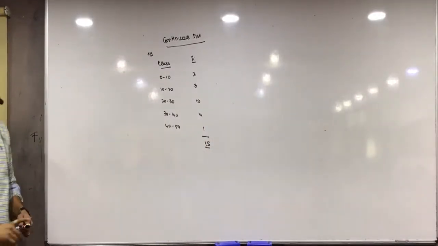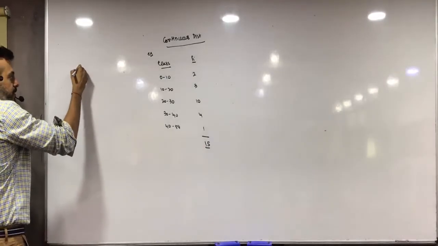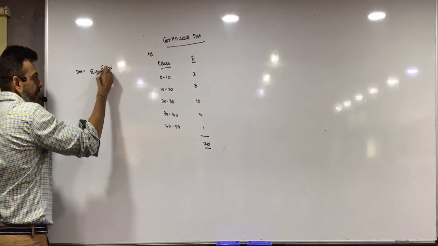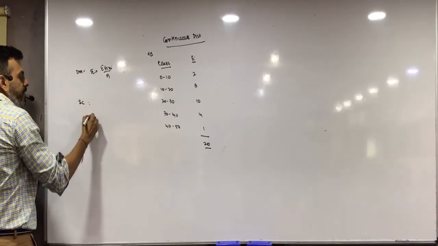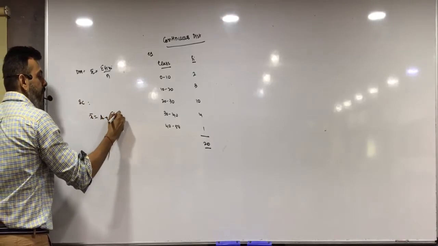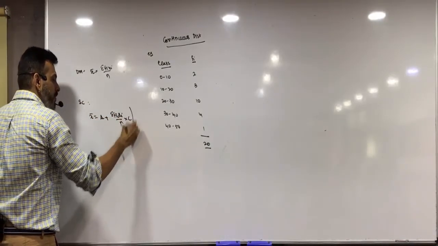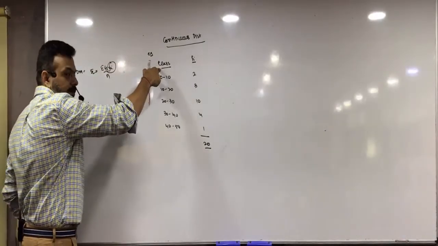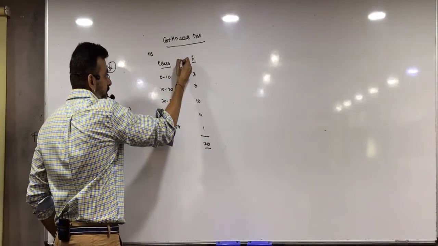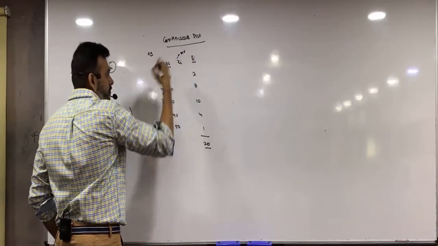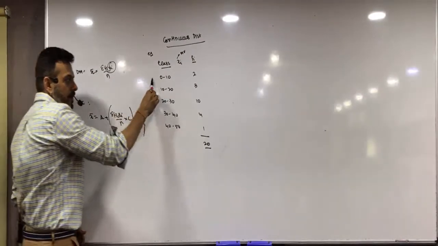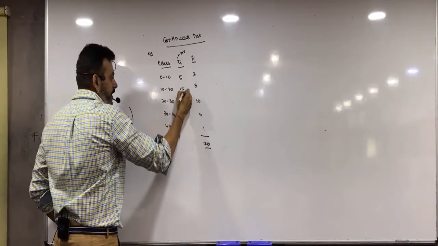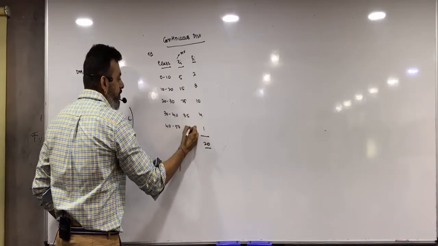Now, over here, there are two methods. First method is direct method: sigma Fi xi upon n. And shortcut method, x bar is equal to a plus sigma Fi di upon n into c. Now, over here, xi is not given, we are given class. So we'll find xi. Xi is the mid value. Now what is the mid value? Lower limit plus upper limit divided by 2. So 5, 15, 25, 35 and 45.